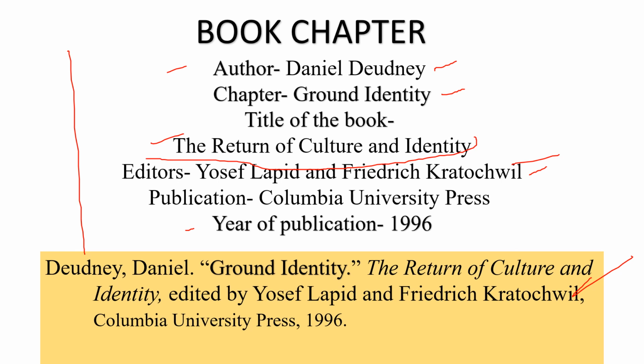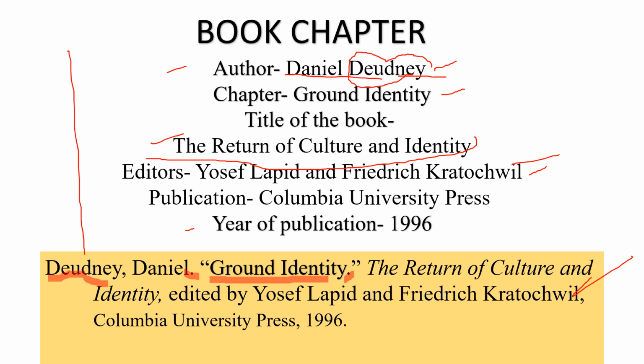So who is the author? Author is Daniel Diobny. So this is the surname Diobny, as you can find the surname here. And then Daniel, this Daniel comes there, then is the first name, then full stop is there, and then Ground Identity, and this is the name of the chapter contributed by the author to this book. Okay, so this chapter has been put inside the inverted commas, and the last inverted comma is given after the full stop, that you can find.